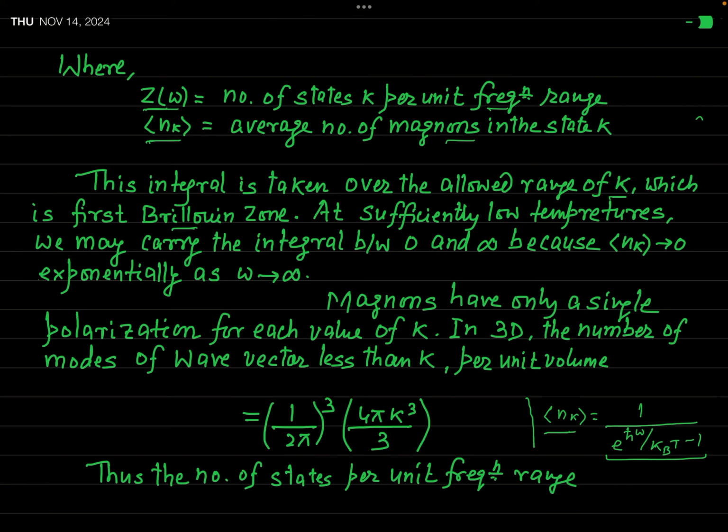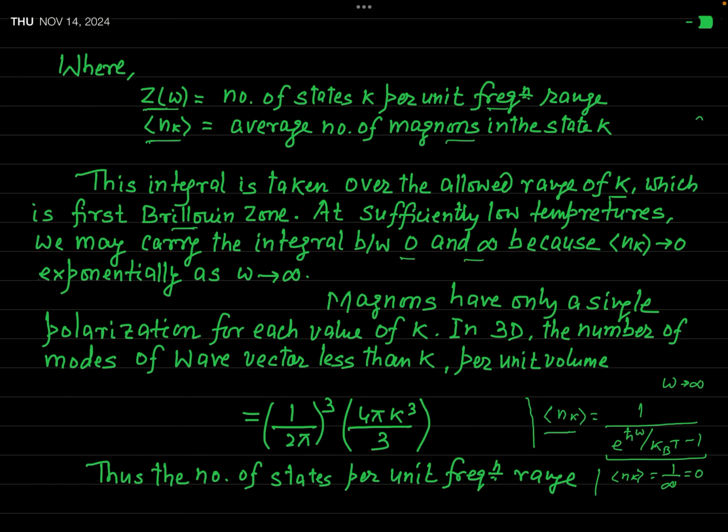So let us see, if we are talking about a very low temperature T, okay, and if this omega tends to infinity, then e to the power h bar omega over kBT, this will be infinity. And if it is infinity, then this average value of nk will be 1 over infinity, and that will be equal to 0. Okay, so actually the integral can be carried between 0 and infinity.